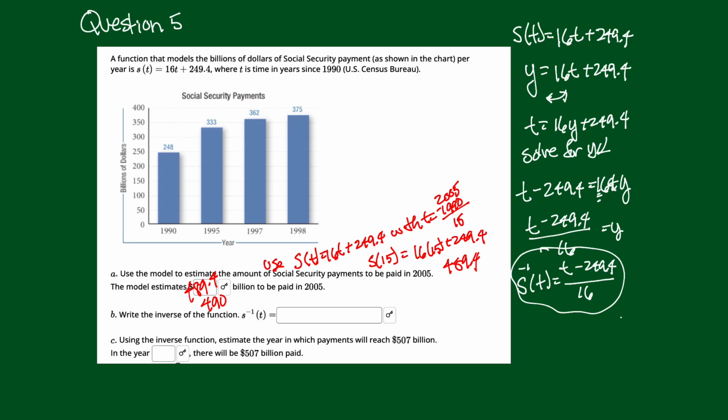There's the inverse. Now, part C says, using the inverse function, which we just got right here, estimate the year when the payments will reach 507 billion. So I'm going to come over here and put 507 billion in here and try to find that time. So S inverse of 507 turns out to be 507 minus 249.4 over 16. Now when I did that, I got approximately 16.125. I'm just going to say this is about 16.